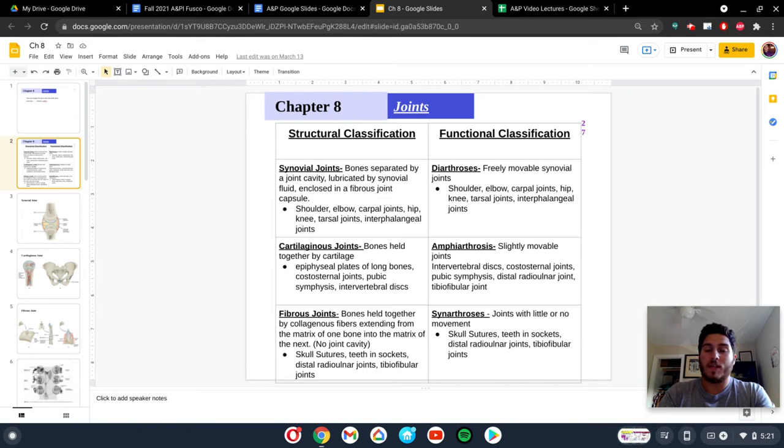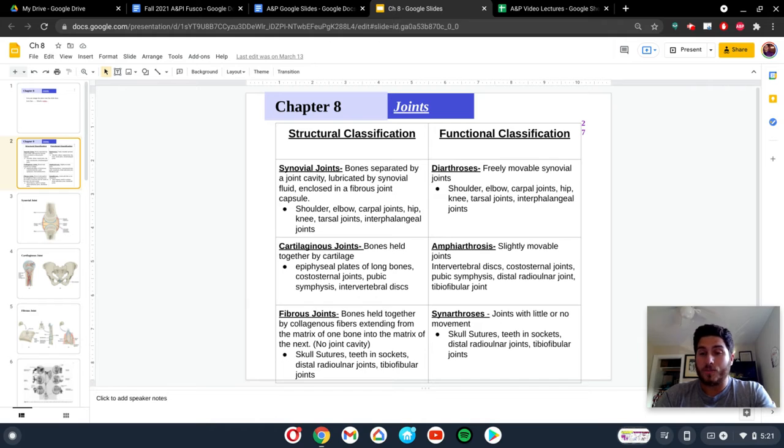So, with that said, joints have two classifications that they're basically placed under. We have the structural classification, which is based on its structure. What does it look like? And the functional, which is what does it do? How much does it move? Right? So that's what we're really going to focus on. So, structural classification, we have three structural classifications.